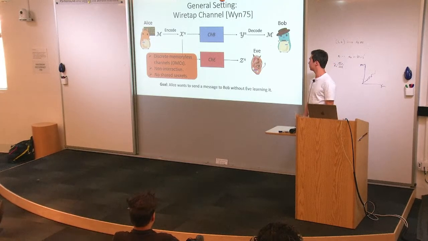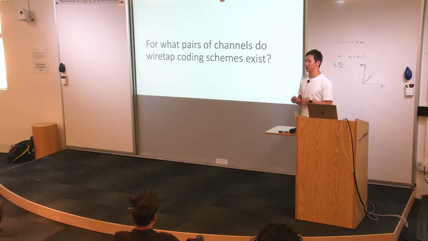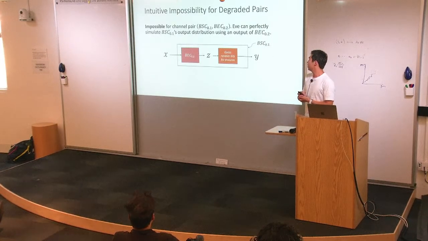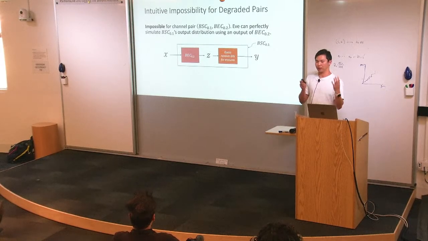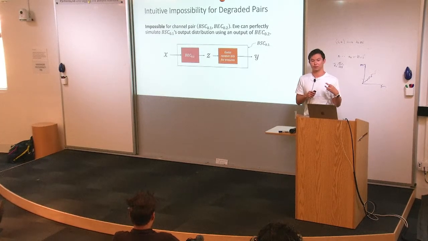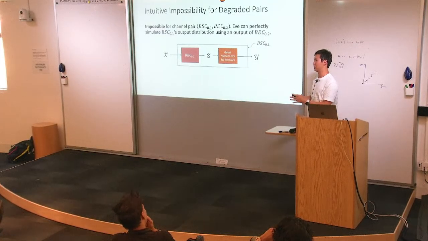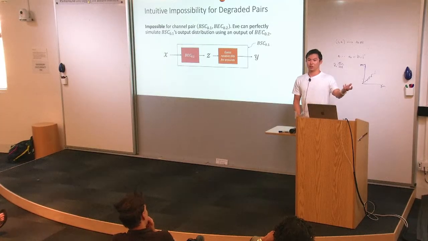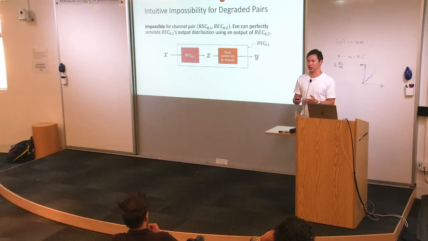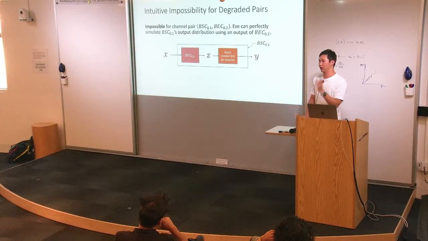Okay. We're going to ask a feasibility question: for what pairs of channels do wiretap coding schemes exist? Let's start with the intuitive impossibility result for the case of a BSC 0.1 for Bob's channel and a BSC 0.2 for Eve's channel. Just observe that in this setting, Eve has as much information as Bob, because she receives something with a 0.2 fraction erased, and she can just flip bits. So she can perfectly simulate Bob's channel output.